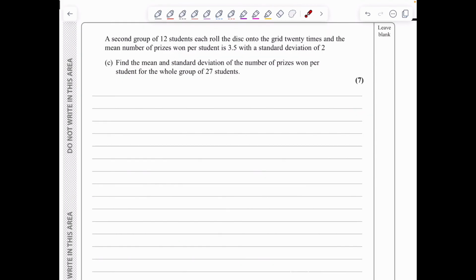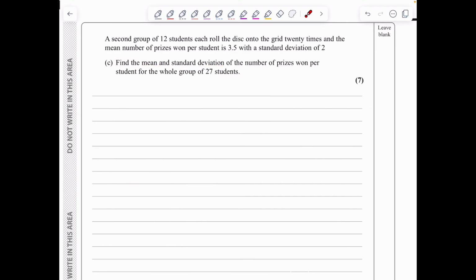We then have that the second group of 12 students each roll the disc 20 times, and the mean number of prizes turns out to be 3.5 with a standard deviation of 2. And we need to work out the mean and standard deviation of the number of prizes won per student for the whole group of 27 students.